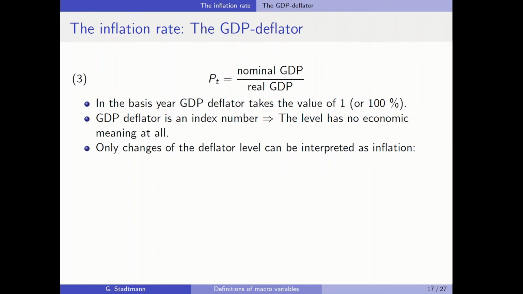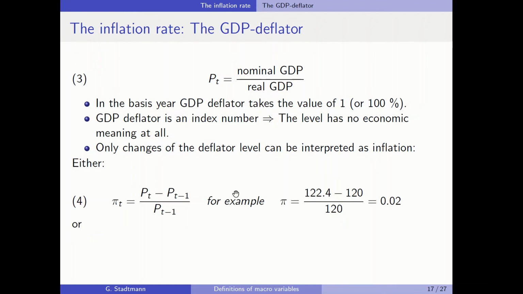And here we also have two different ways how we can compute inflation. One is, we say the inflation rate is equal to the GDP deflator in year T minus the GDP deflator in T minus 1 divided by the GDP deflator in T minus 1. For example, here in year T minus 1, the GDP deflator was on a level of 120. And in T, the GDP deflator increased to 121.4. So the inflation rate is like 2%.